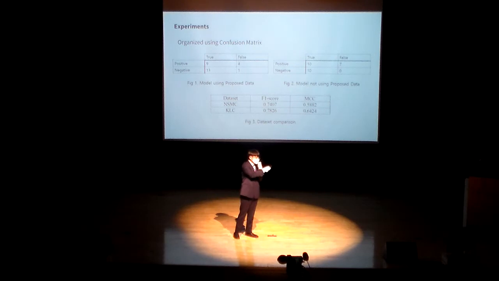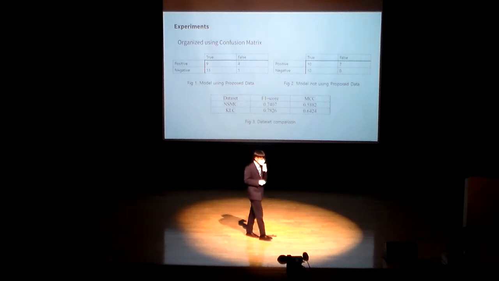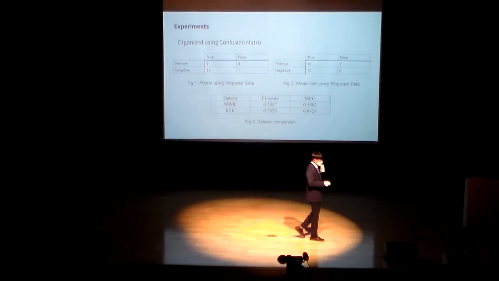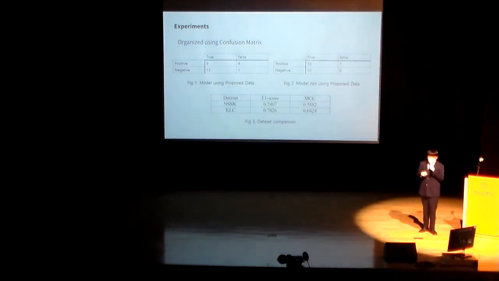The left table is the data we proposed, KLC, and the right is NSMC, a movie evaluation data. I used F1 score and MCC for the evaluation, which are mainly used in binary classification. Now, since recent studies show that MCC is more reliable than F1 score, I will focus on explaining MCC.